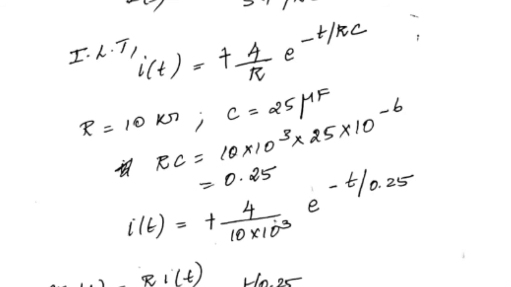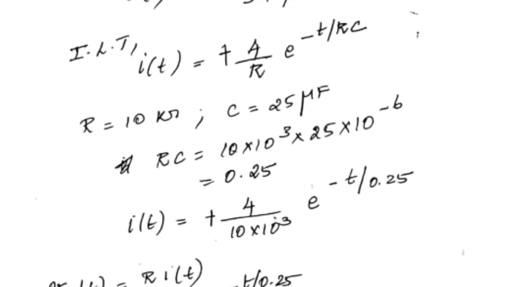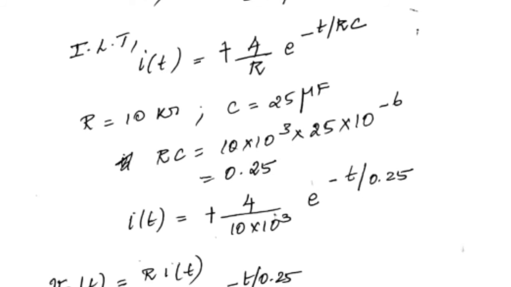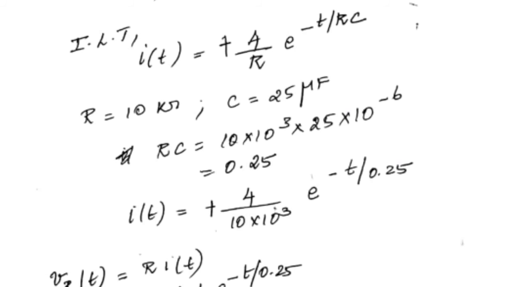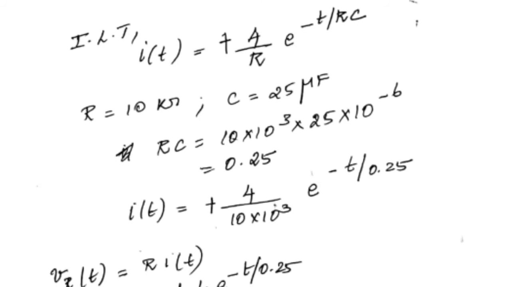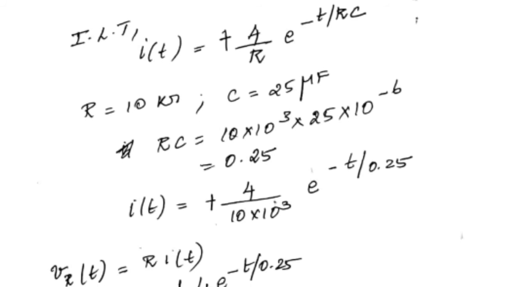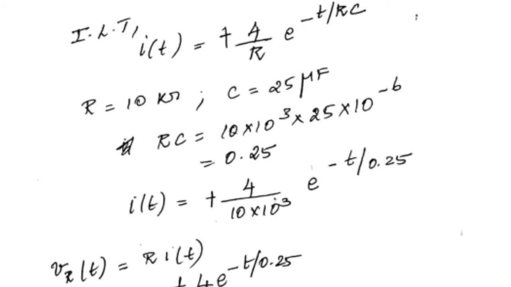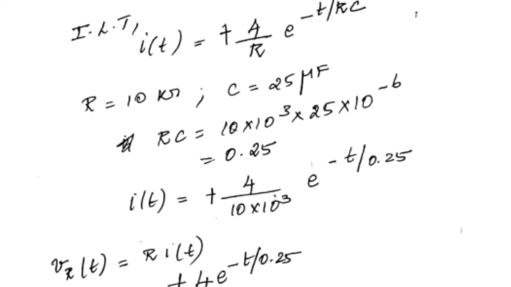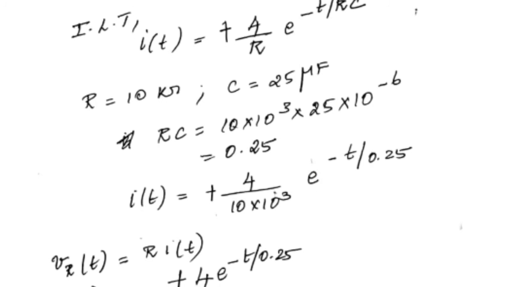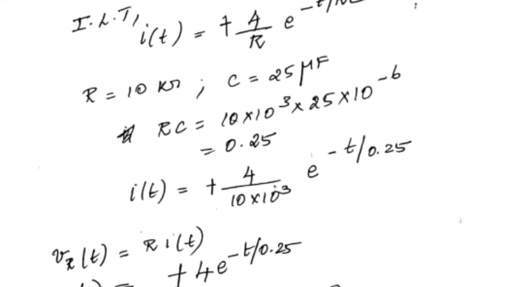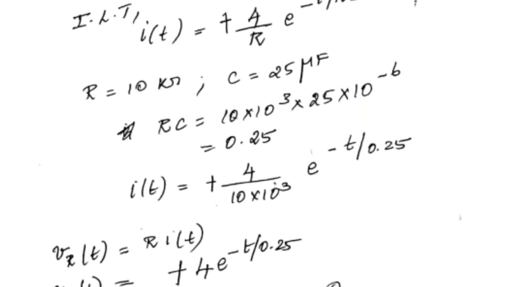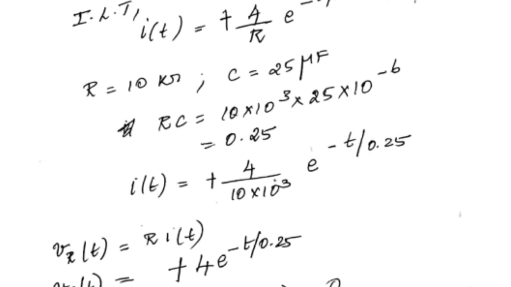Now we substitute the R and C values to get the time constant. Tau is equal to RC. R is 10 kilo ohm and C is 25 microfarad. Multiplying these two values, RC is equal to 0.25. So i of t is equal to 4 divided by the R value, which is 10 into 10 power 3, times e power minus t by 0.25.